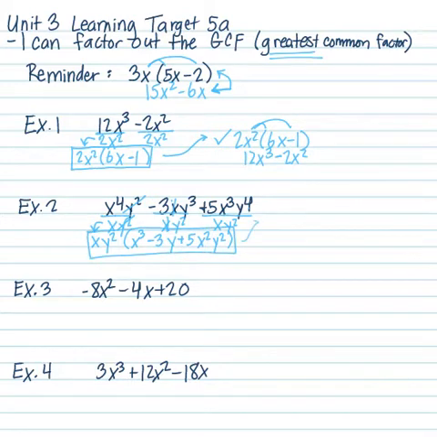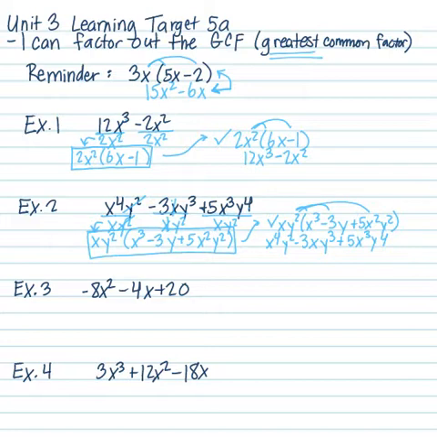And again, we can check ourselves. So we've got xy squared times x to the third minus 3y plus 5x squared y squared. If we distribute to each piece, we'd get x to the fourth y squared minus 3xy to the third plus 5x to the third y to the fourth. And again, that's what we started with, so we must have done it correctly.